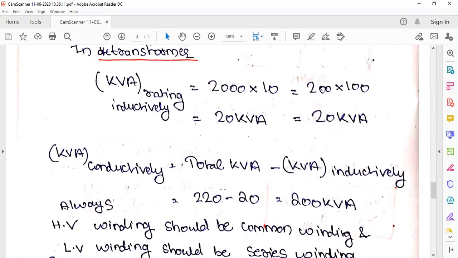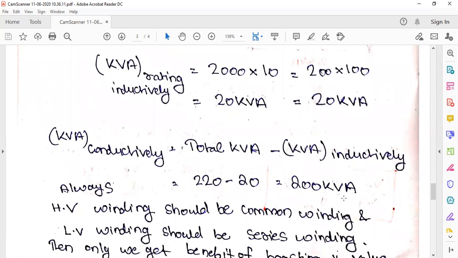So 220 minus 20, that is 200 kVA is the kVA that we get through conduction. Conduction happens only in an autotransformer. So that's the difference that happens when we convert a transformer to an autotransformer, right?